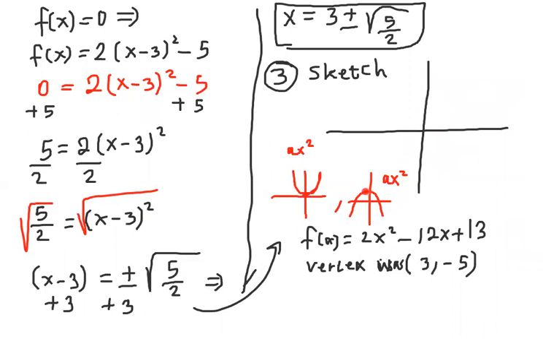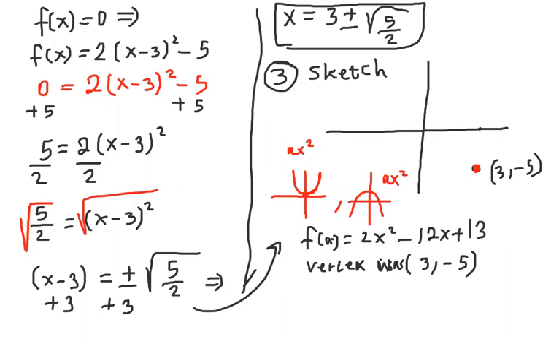If we look at the graph of this parabola or this parabola, the vertex is at the bottom here, but at the top here. So the vertex I have here is (3, minus 5). This is the point (3, minus 5). This is the first thing.